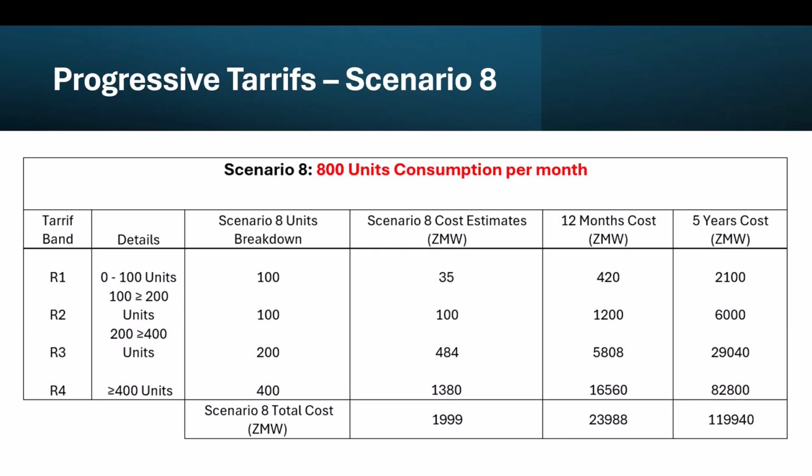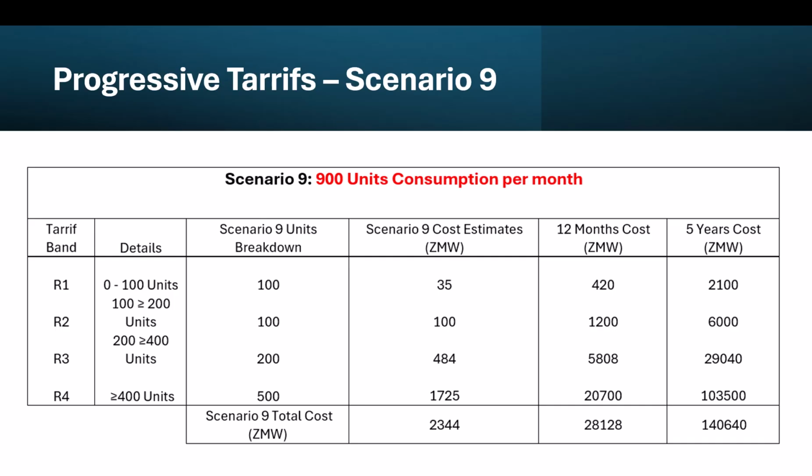When we jump to scenario 9, which is 900 units, meaning you exceed above the threshold for band 4, which is the highest in terms of cost, it gives you above 2,000, which is 2,344 Zambian kwacha per month. It also gives you 28,128 Zambian kwacha over 12 months. And then when we look at the forecast for 5 years, this gives you 140,640 Zambian kwacha.